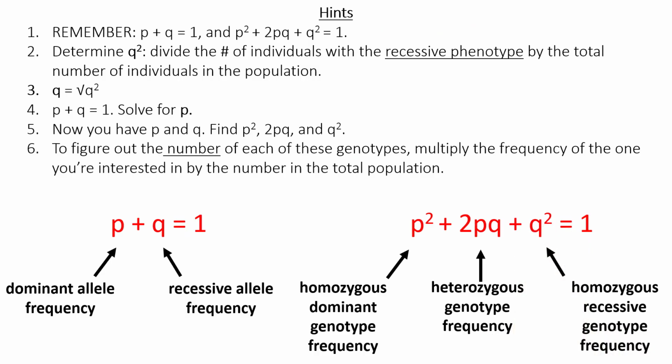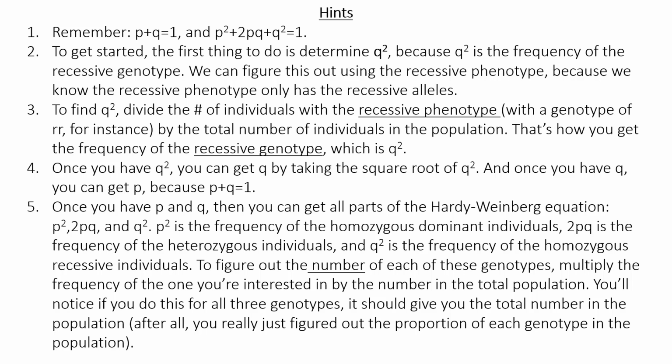This is the second list of hints that I want to give you. You may want to take a screenshot of this or write it down so that you can use these to walk through the process of finding all of the variables on your own. This is essentially the short list of how you go through and find p, q, p squared, 2pq, and q squared. If you want this more in prose rather than in short statements, you can take a screenshot of this. This is more explanation written out in sentences, but it's the same as the slides before.